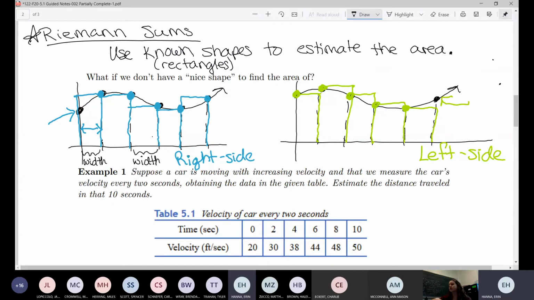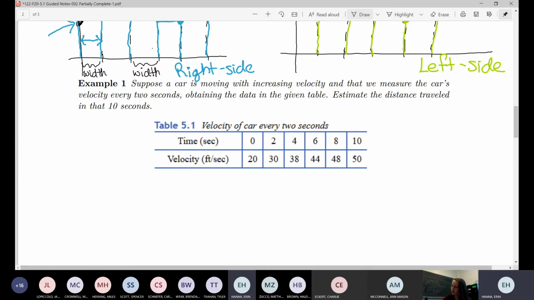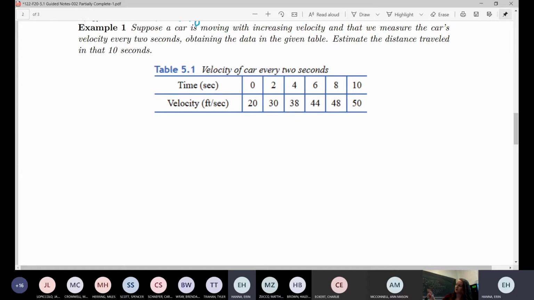So say we want to do this first example down here. Suppose a car is moving with increasing velocity and that we measure the car's velocity every 2 seconds, obtaining the data given in the table. Estimate the distance traveled in those 10 seconds. Now, a couple things.